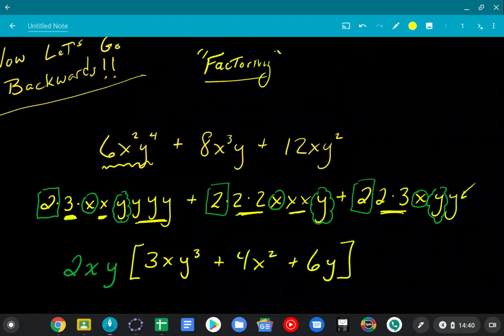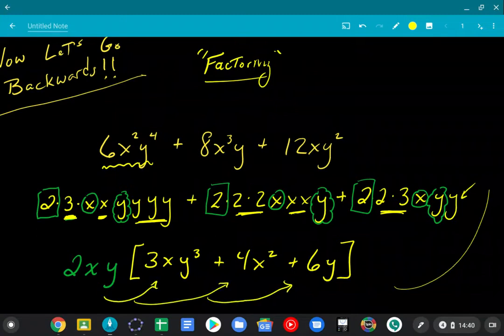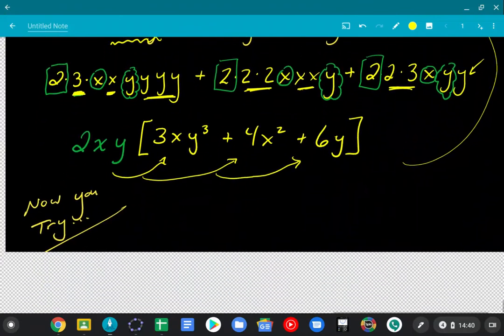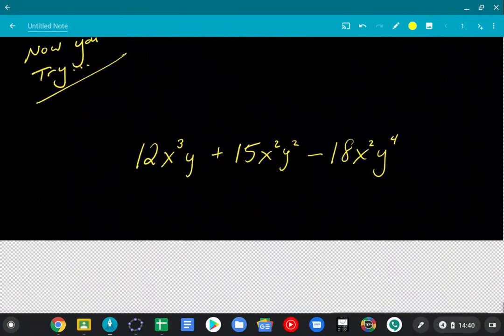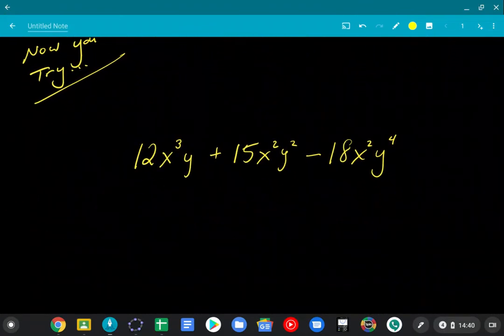And the thing is, if I were to take this 2xy and distribute it forward into this problem, I would get all the way right back to the very beginning. And that's how you know you did it right. Okay? All right. Now you guys try. Give that one a shot. And where'd that pause button go again? There it is. No, wait. That's not it. There it is.